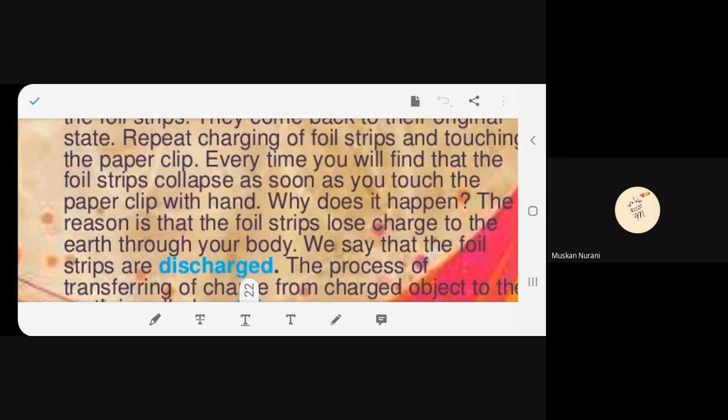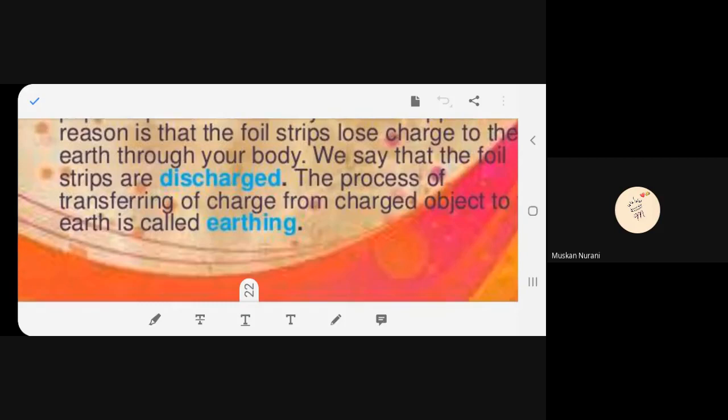So what do you say? When it loses charge, and when we touch one end of the paper clip, it comes back to its original position. That means it loses its charge. That means the aluminum strips are discharged. This process of transfer of charge from a charged object to earth, what was the charged object, beta? It was the plastic refill. When we touch one end of the paper clip, we are earthing it. This is called earthing.